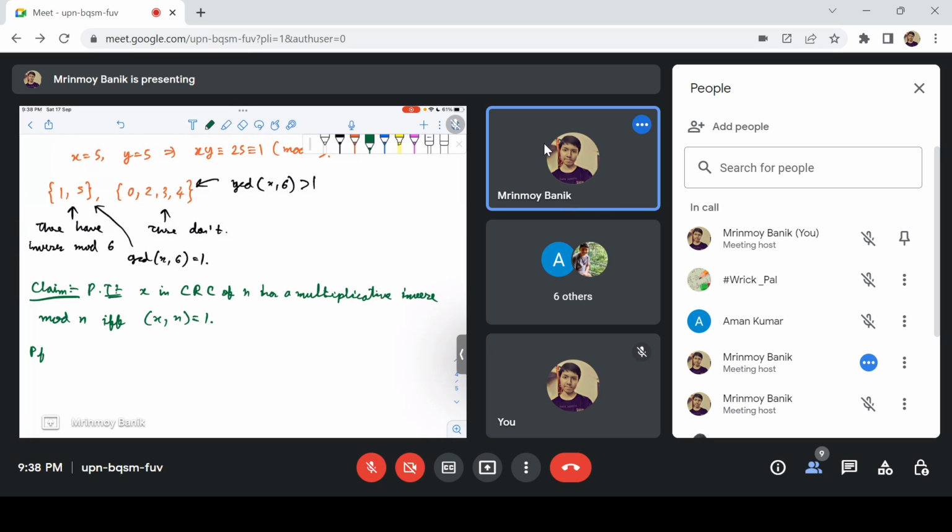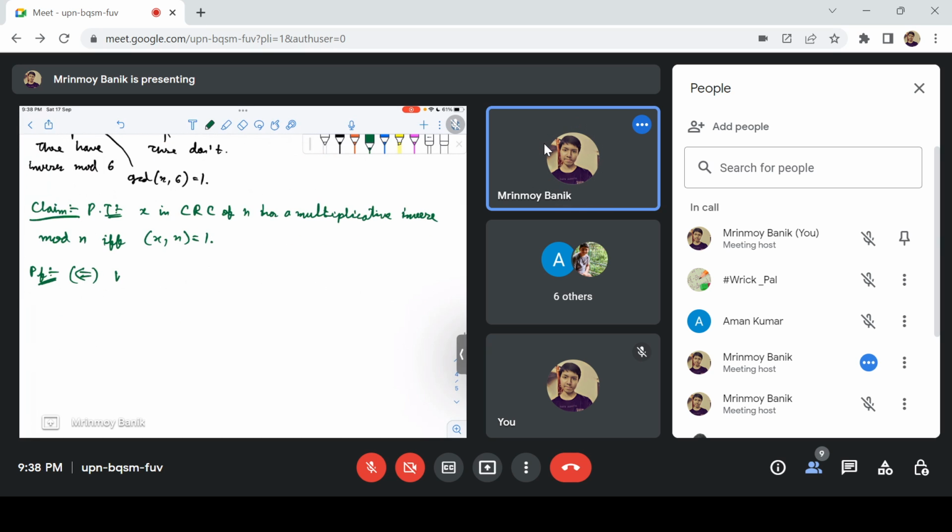So how does this proof start? So let's first see this direction. So our assumption is the GCD of x and n is 1, right? So we need to find y such that xy is 1 mod n.